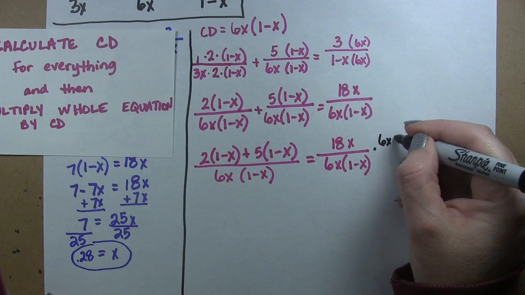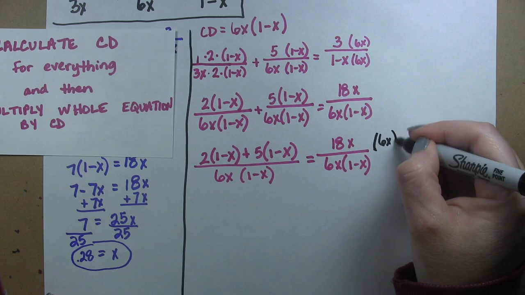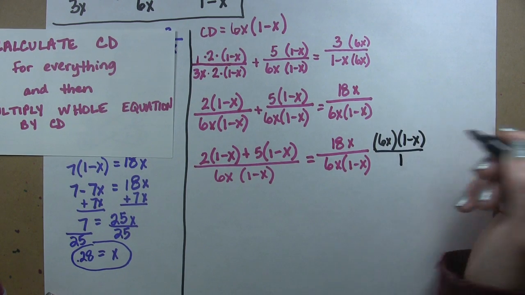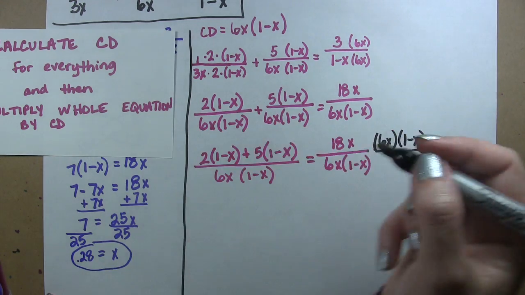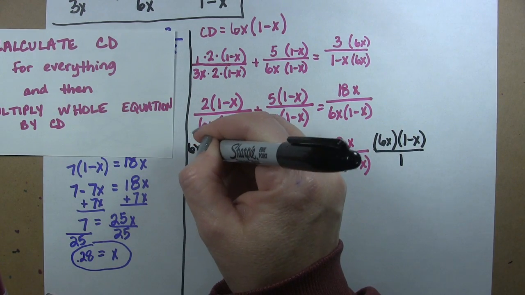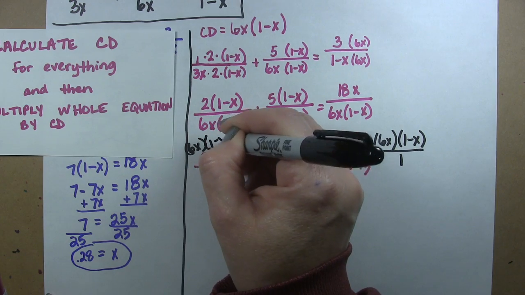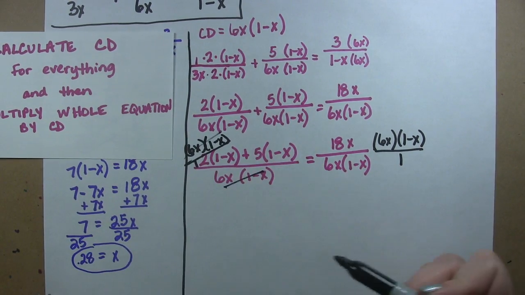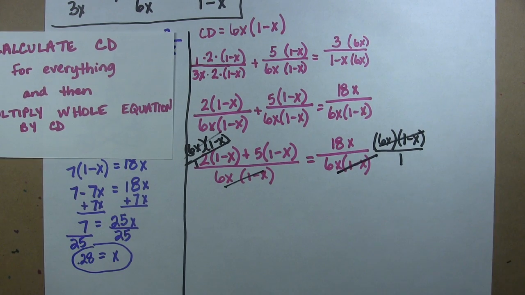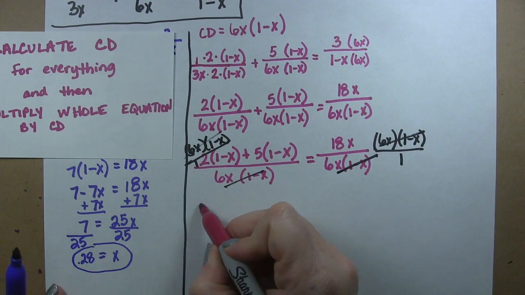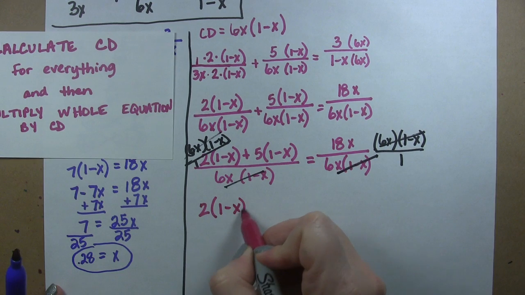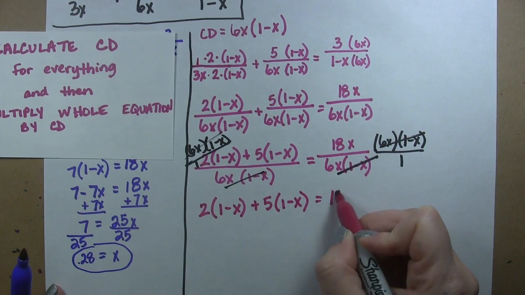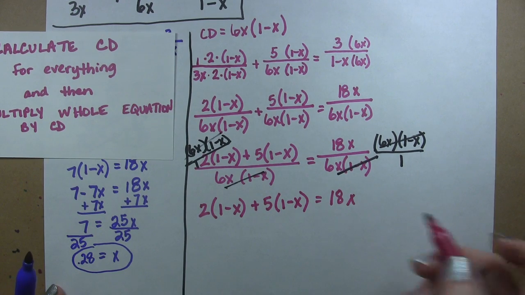Because now what we're going to do is multiply both sides of the equation by 6x times 1 minus x. You can imagine that just over the number 1. And then we're going to do the same thing over here, 6x times 1 minus x over 1. That has the effect of canceling these out. So we are left with 2 times 1 minus x plus 5 times 1 minus x equals 18x.